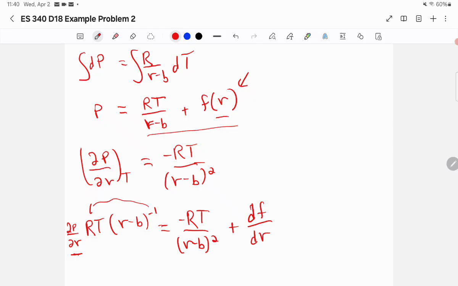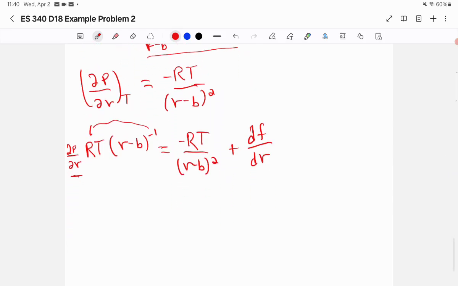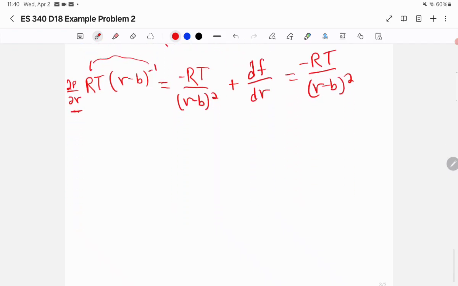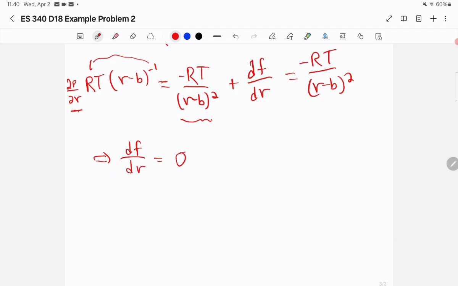So the derivative of that function, I'm going to want to know what it is equal to. Well, from this expression up here, this must be equal to minus RT over V minus b squared. So now I can add this term over. What this means is that this is the full derivative now: df dV is equal to 0. If I add that over, notice that this term and this term are equal to each other, so when I add that term over, this goes to 0.